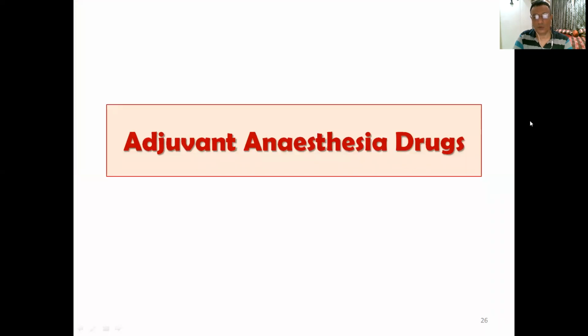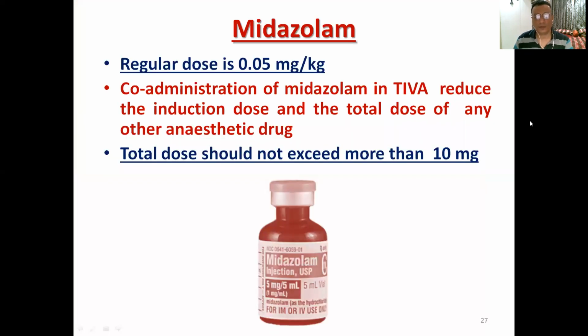Now I'll come to adjuvant anesthesia drugs. First drug is midazolam. We have been using midazolam for the last 25 years, and now I have omitted midazolam from my practice. The regular dose is 0.05 milligram per kilogram. Co-administration of midazolam in TIVA reduces the induction dose and the total dose of any other anesthetic drug. But the thumb rule is that the total dose should not exceed 10 milligram.